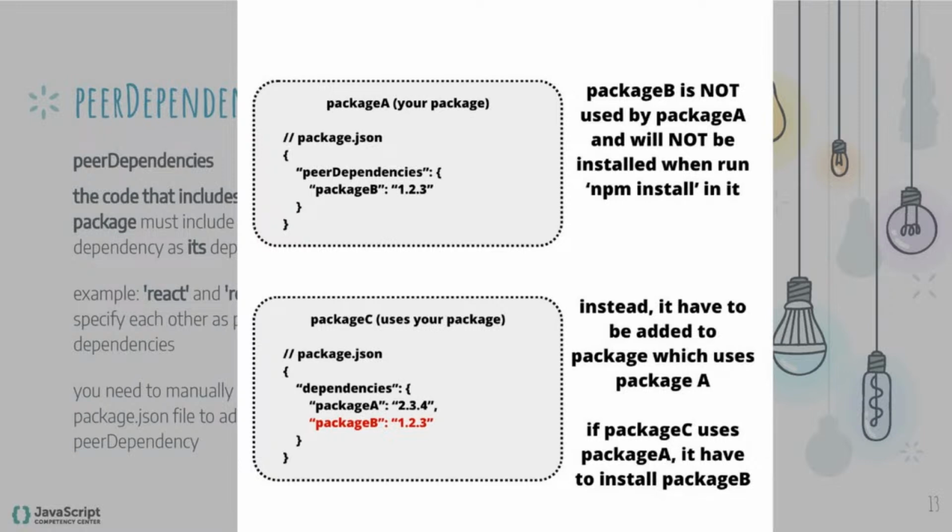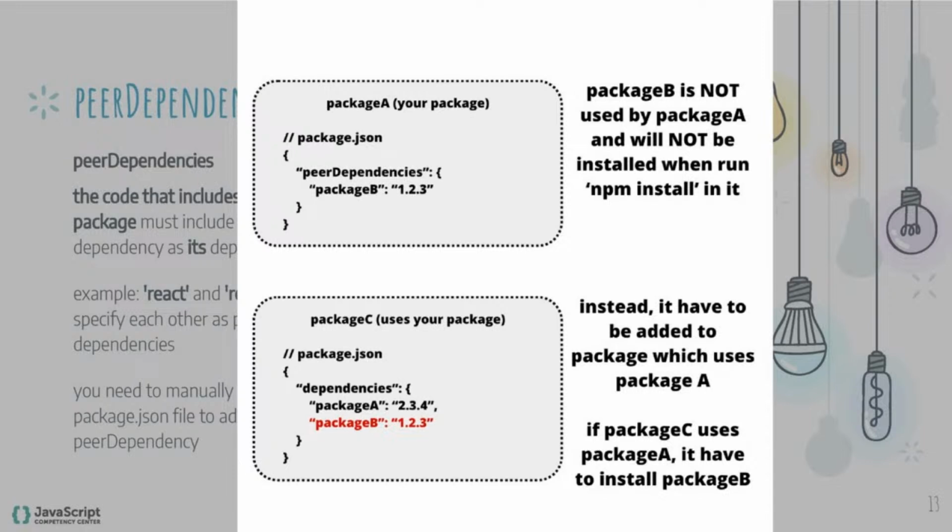We have package A with the peerDependency package B. Package B is not used by package A and will not be installed when we run npm install in package A. Instead, it has to be added to the package which uses package A with the same version specified. If package C uses package A, it has to install package B, as it's mentioned in peerDependencies of package A, and it should be installed with the same version.